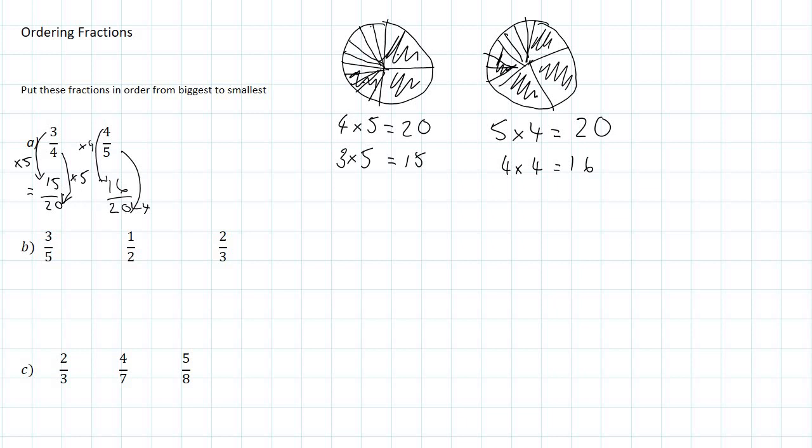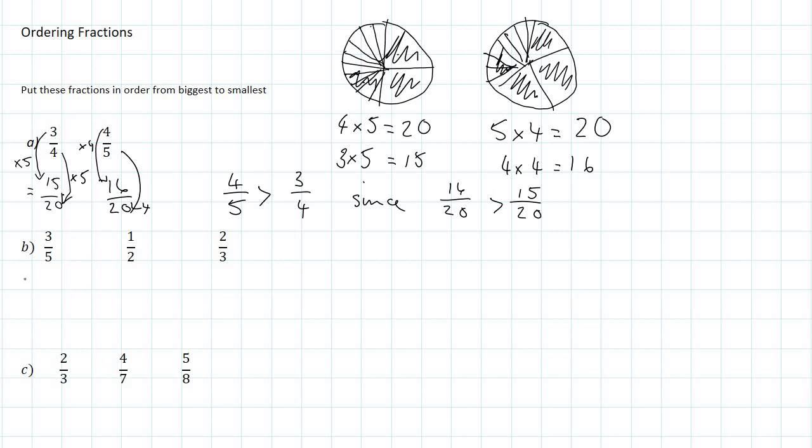And now I can compare them very easily. Look, 15 is smaller than 16. So if I'm putting them in order from biggest to smallest, I can write 4/5 is bigger than 3/4. Put them in order. And I always like to give a reason, okay? 16/20 is bigger than 15/20. Here I've got 16 of them, and here there's only 15, okay? So it's bigger, okay? For the next one, there's 3 numbers though, okay?